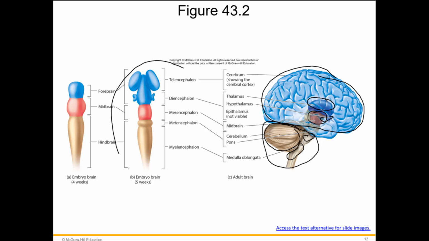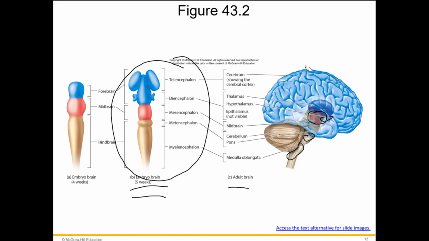So these are the developmental stages of the embryo brain, but we don't call them that in the adult brain. I still think these divisions are pretty valid, but they aren't technically there. They develop into those parts in the adult brain.